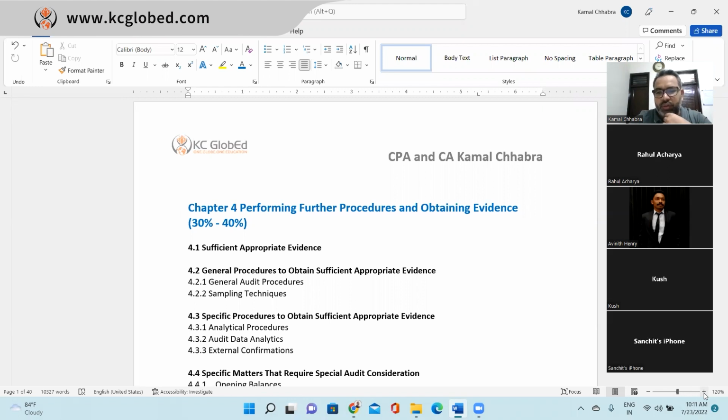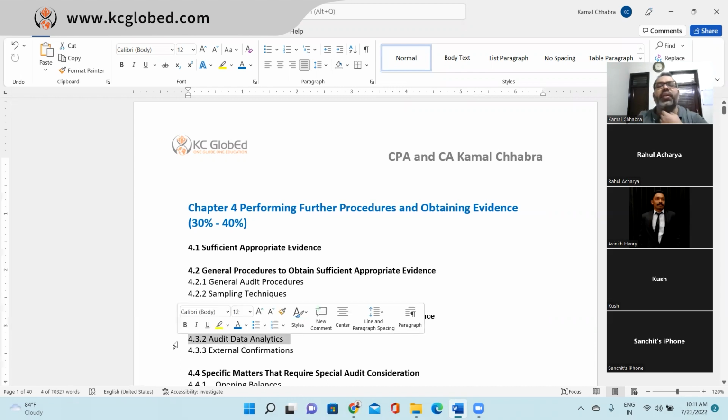Then we jumped into sampling techniques, right? So we did some part of the sampling technique and we'll be finishing off that sampling technique hopefully today. And then tomorrow we'll be starting with the new topic, which is analytical procedure, including data analytics. These two topics are very important, and this audit data analytics is a very new topic for the exam purpose as well. So you can expect some question from this definitely in your exam, right?